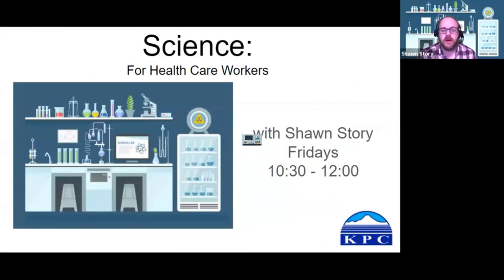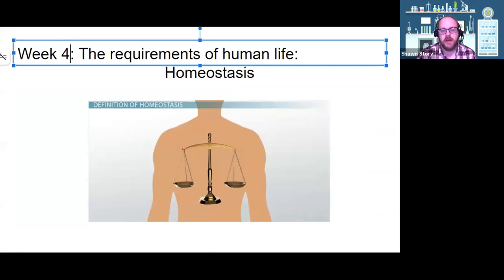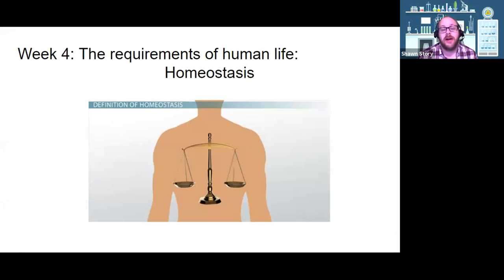Welcome to our next week in Science for Healthcare Workers, week 4. And we're looking at the requirements of human life and the term homeostasis.